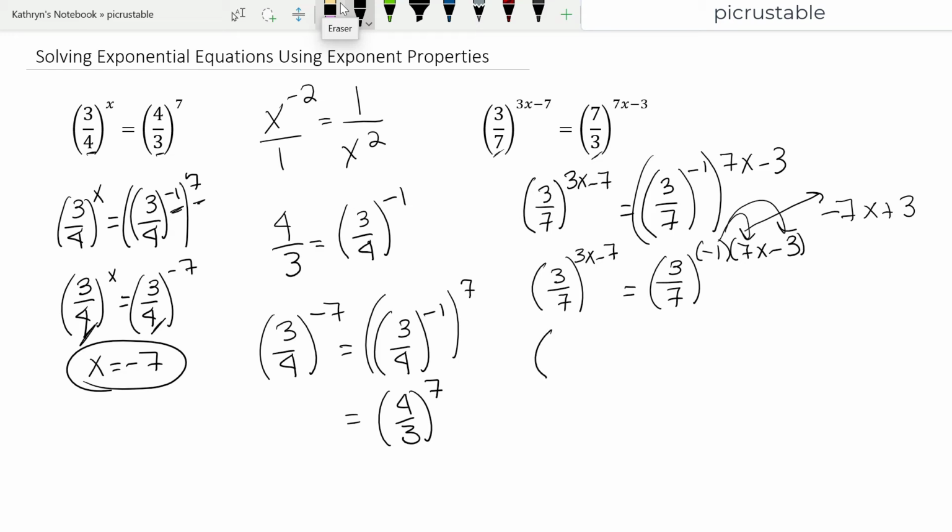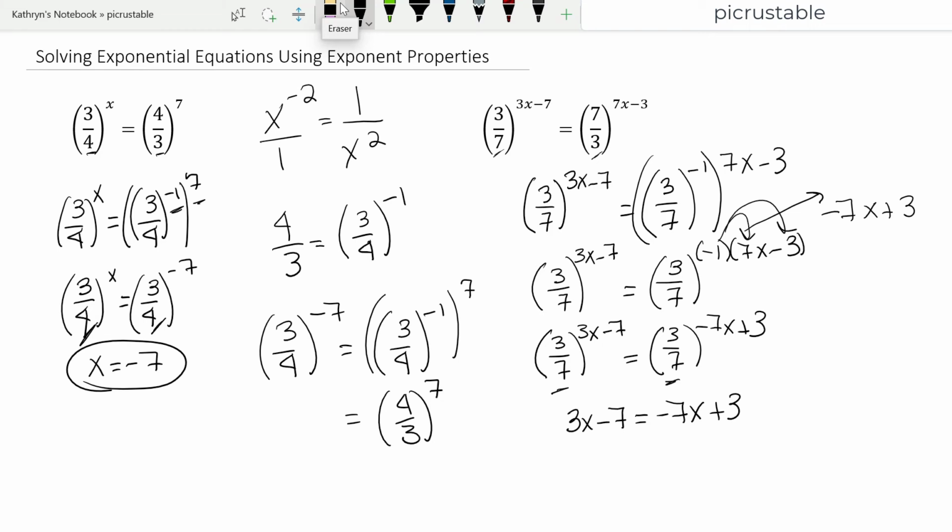What's that going to look like? One more time with the bases. 3/7 to the 3x minus 7 equals 3/7 to the -7x plus 3. Our bases are the same, and the exponents are simplified, which really makes our lives easier. 3x minus 7 equals -7x plus 3.